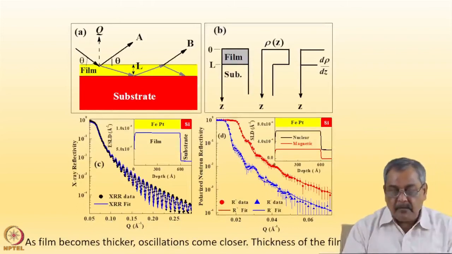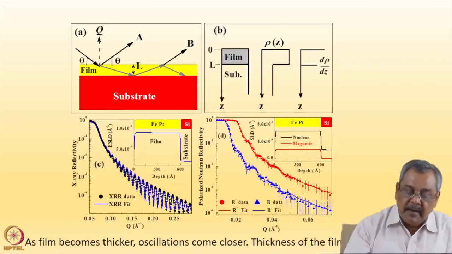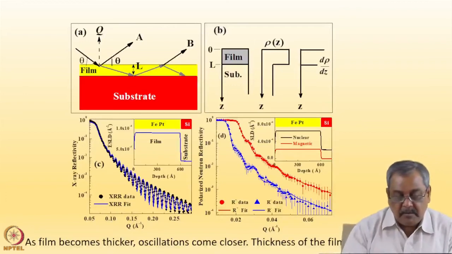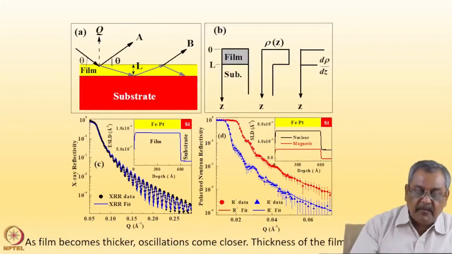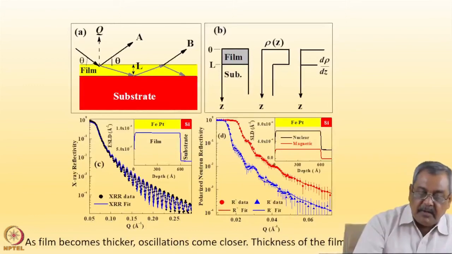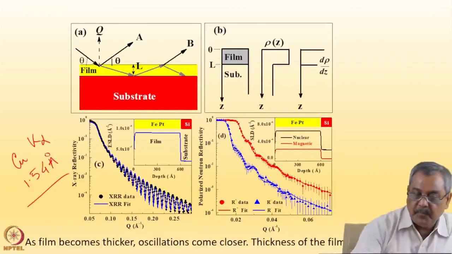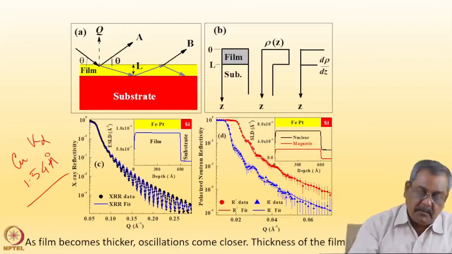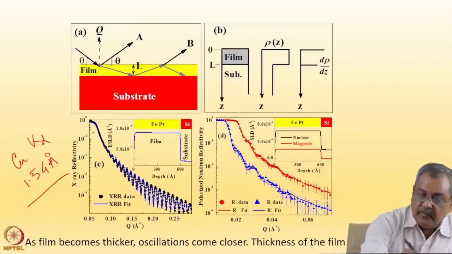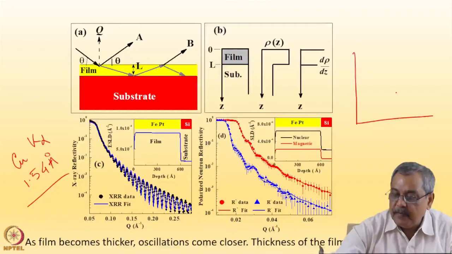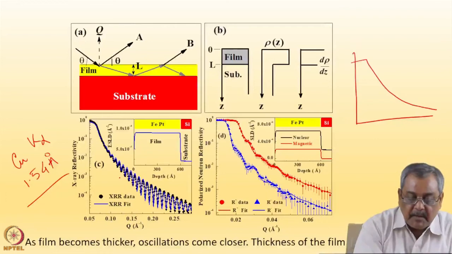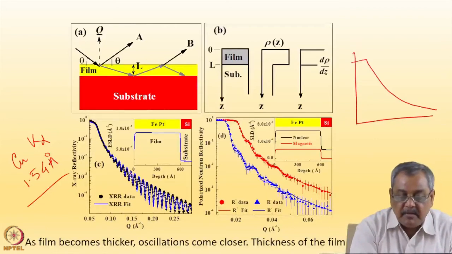So there are several things that need to be explained here. One is that in the case of XRR, you can see the Kiessig oscillation. This is a copper K alpha radiation, 1.54 angstrom. So with this, we get this oscillation. For an infinite film, it should have been a flat one. But here you see these oscillations, these are known as Kiessig oscillations.